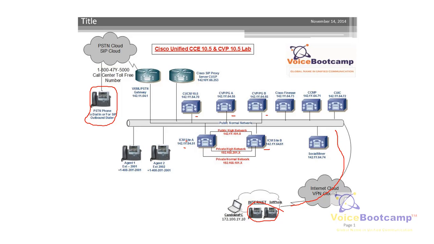Now, site A and site B actually have four different networks. We have one network that represents the private normal network. We have private high for high priority traffic, and then we have a public normal for normal traffic to contact center enterprise to the public site, and then we have public high, which is for high priority traffic.